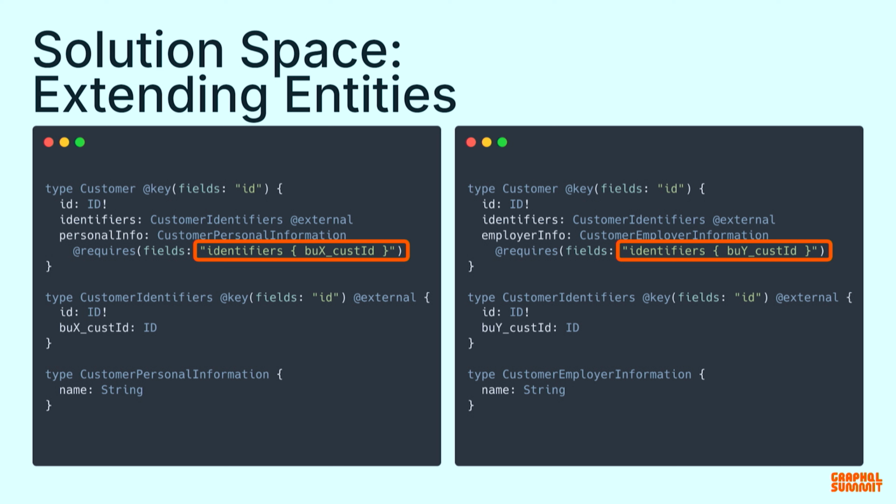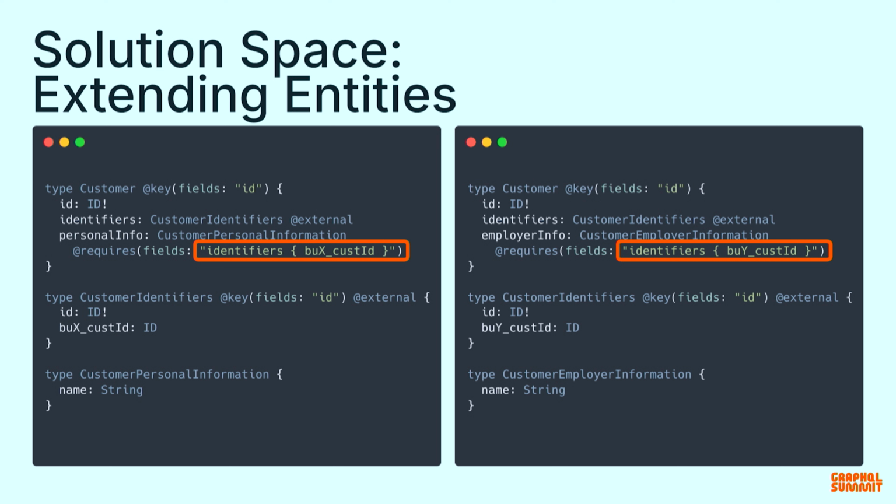How does this actually work in the subgraphs? Let's take this example where on the left-hand side we have a subgraph that is provided by business unit X, and on the right we have another subgraph from Y. Both need their respective identifiers to contribute fields. X is contributing personal information to the customer entity, and on the right we have employer information that's been provided by business unit Y.